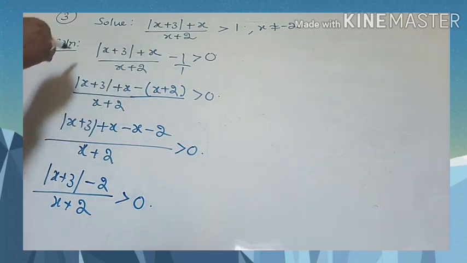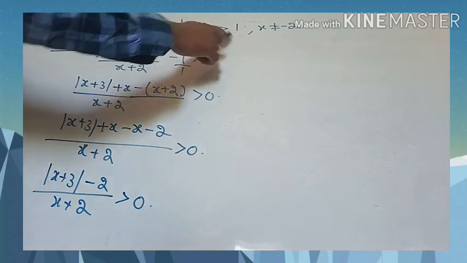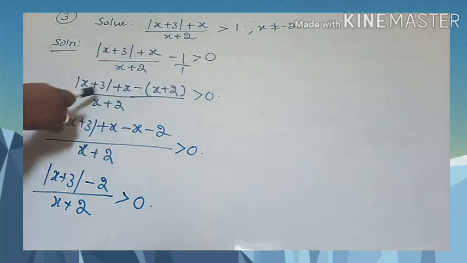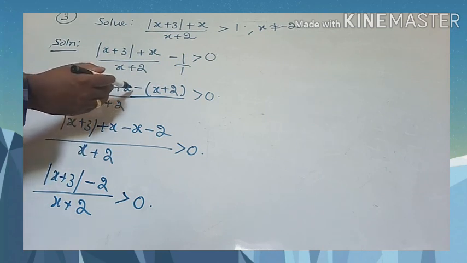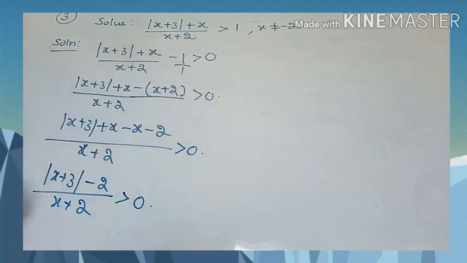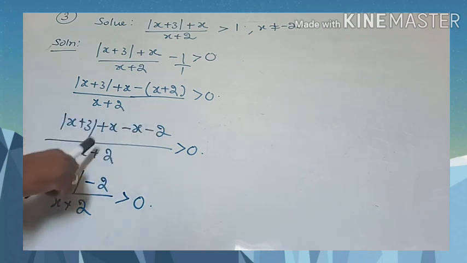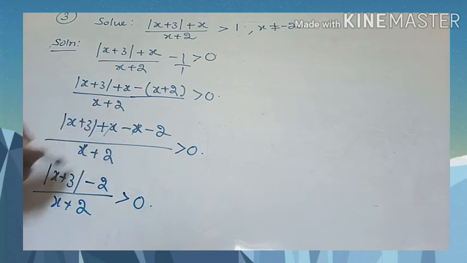Now you have modulus of x plus 3 plus x by x plus 2. This 1, if you transfer to the left side, minus 1 is greater than 0. Now let us take the LCM. X plus 2 is the LCM. Now you have modulus of x plus 3 plus x minus 1 into x plus 2 greater than 0. Now this becomes modulus of x plus 3 plus x minus x minus 2 by x plus 2 greater than 0. Plus x and minus x will cancel, and we have modulus of x plus 3 minus 2 by x plus 2 greater than 0.